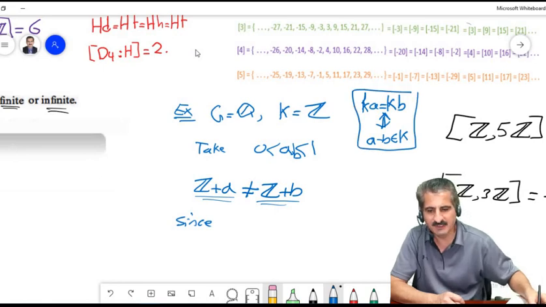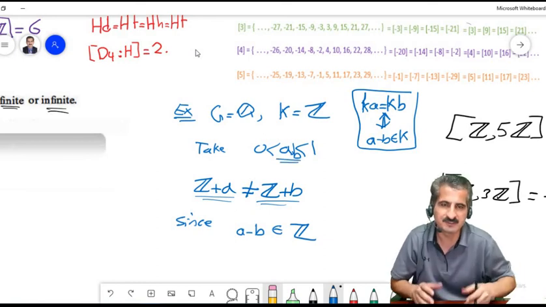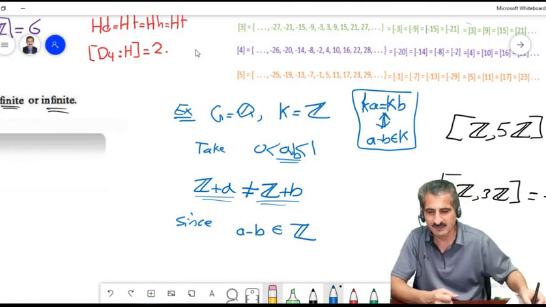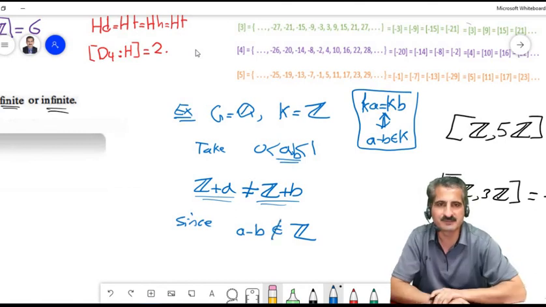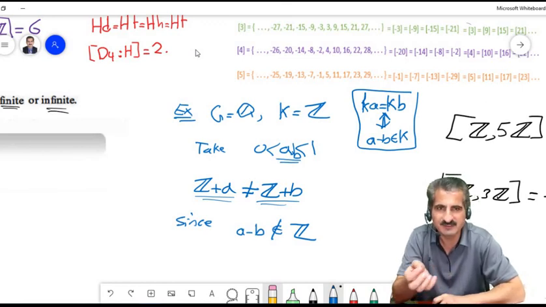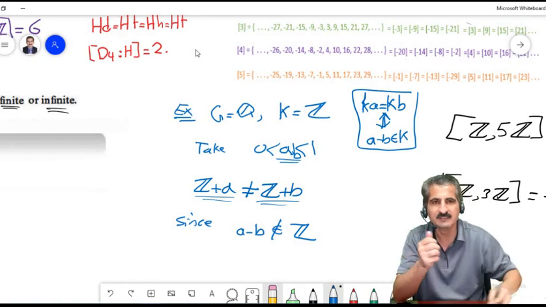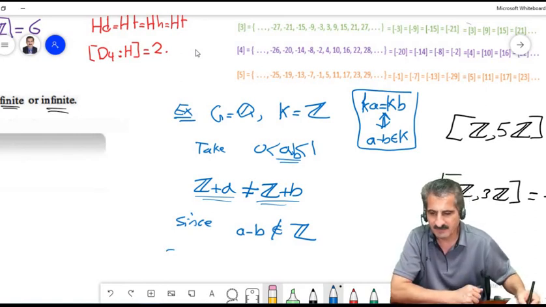And now our K here is Z, so if they are equal, that means A minus B or B minus A belongs to Z. And this is impossible because each of A and B are between 0 and 1, and their subtraction is less than 1. It's not an integer. So for all rational numbers between 0 and 1, every rational number will give you a different coset of Z. So we will have infinitely many right cosets of Z.